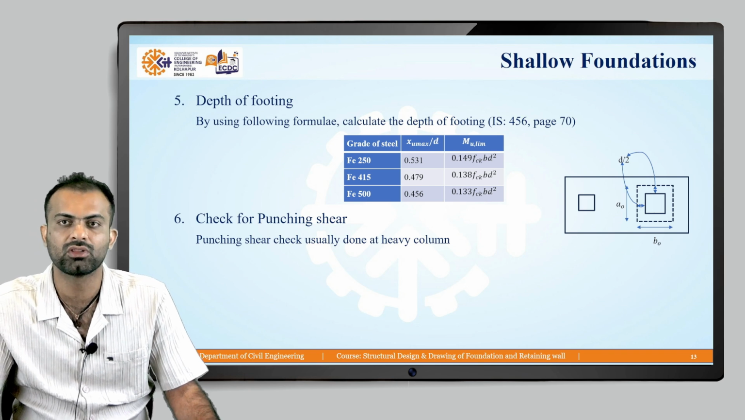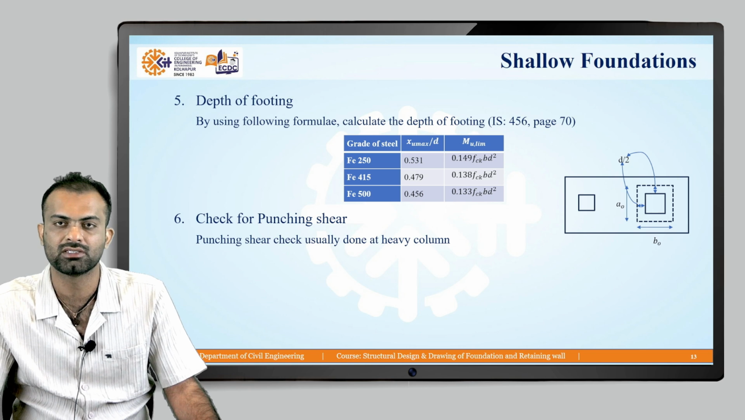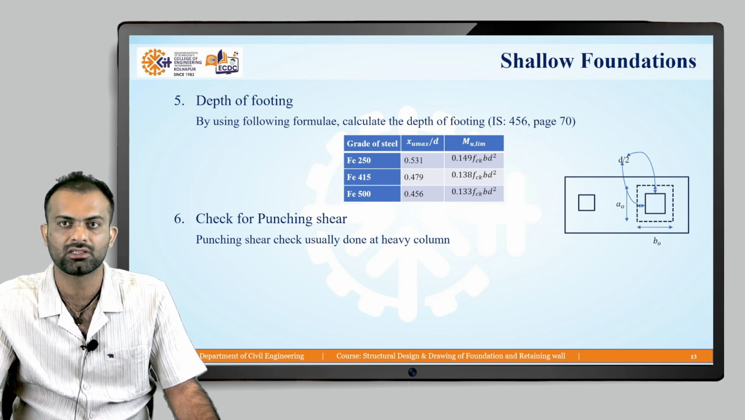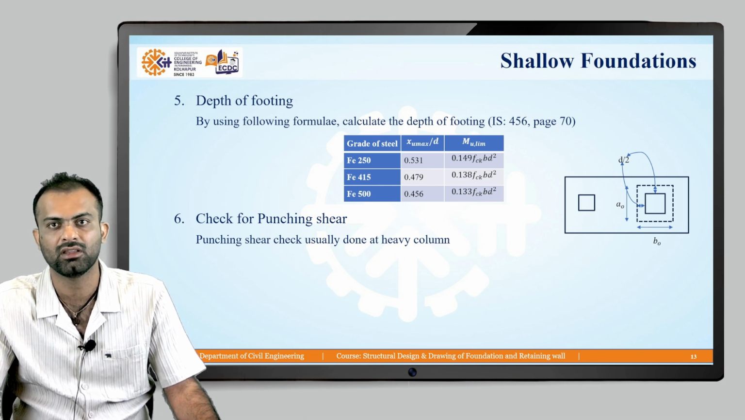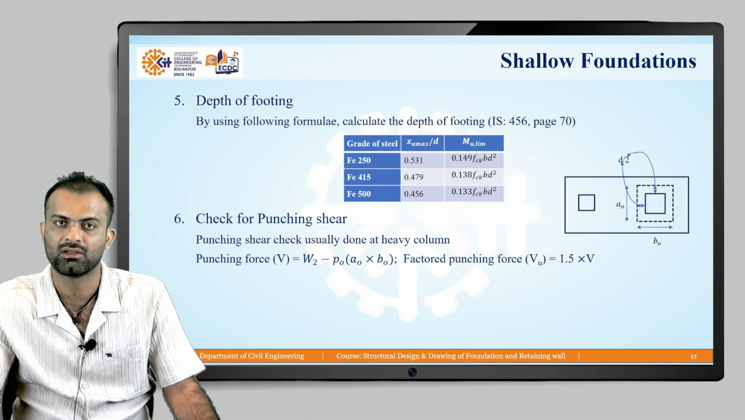We do the punching shear check at the heavy column. Heavy column means if one column is carrying 60 kilonewtons and another column is carrying 90 kilonewtons, then the 90 kilonewton column we call the heavy column. If the check is safe for the heavy column, then obviously it will be safe for the light column also. So we do the punching shear check for the heavy column only. The punching force will be the downward W2, that is the load from the column, less the upward pressure from the soil. So p0 is the net upward pressure.